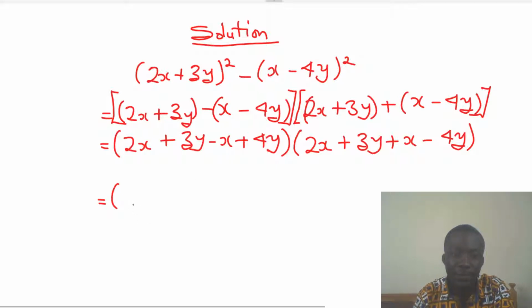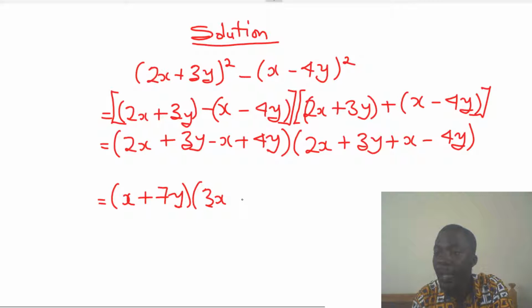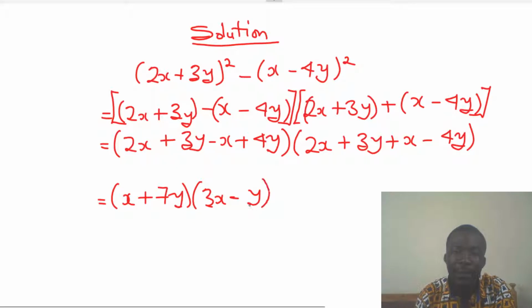2x minus x will give us x. 3y plus 4y will give us plus 7y. Then our second bracket, 2x plus x will give us 3x. Then 3y minus 4y will give us minus y. So at the end, the factors, when we factorize the above expression, will be x plus 7y, 3x minus y, multiplying each other.